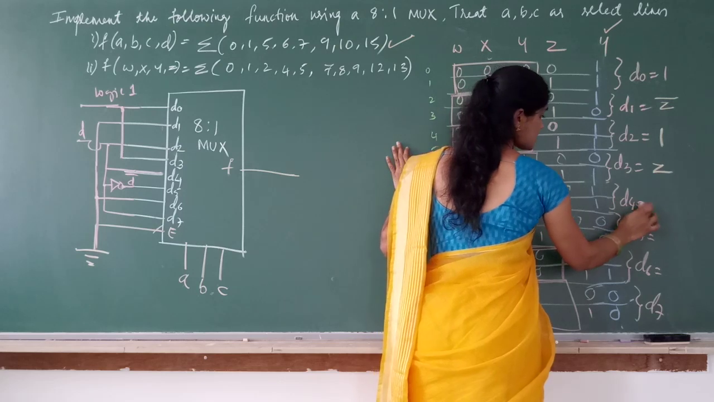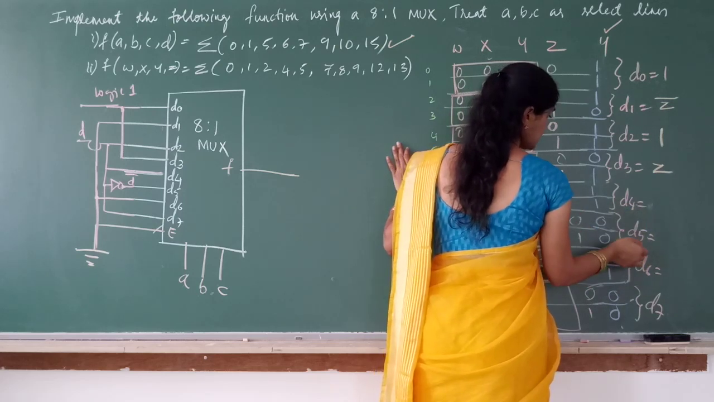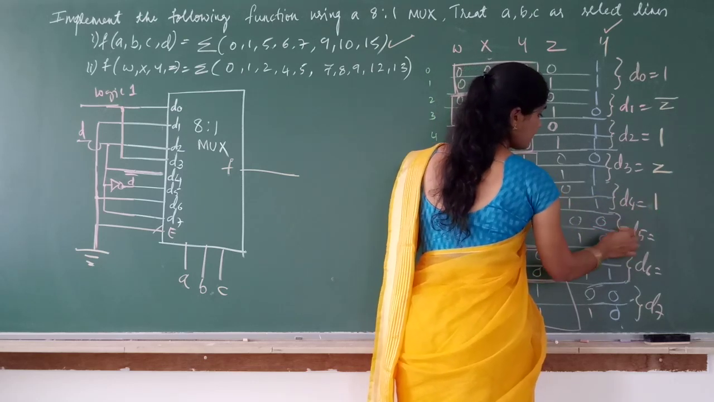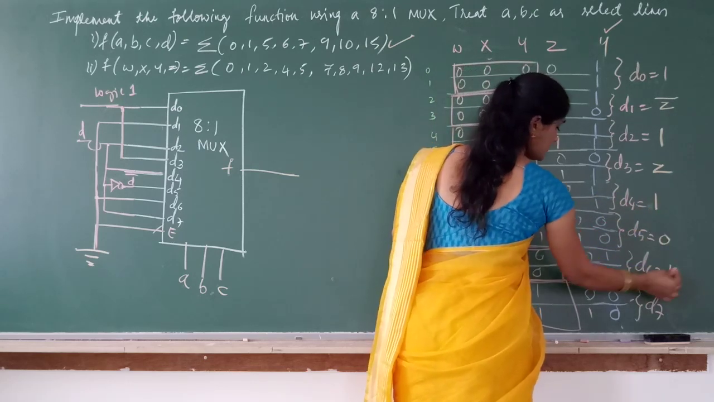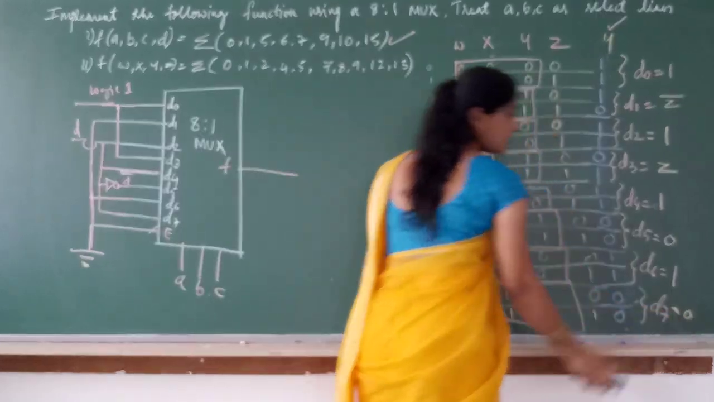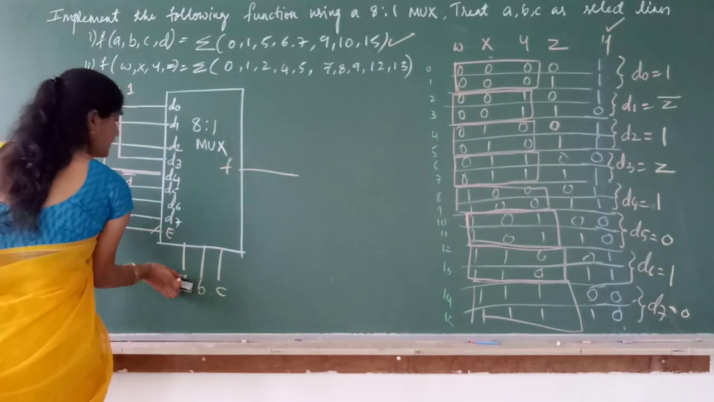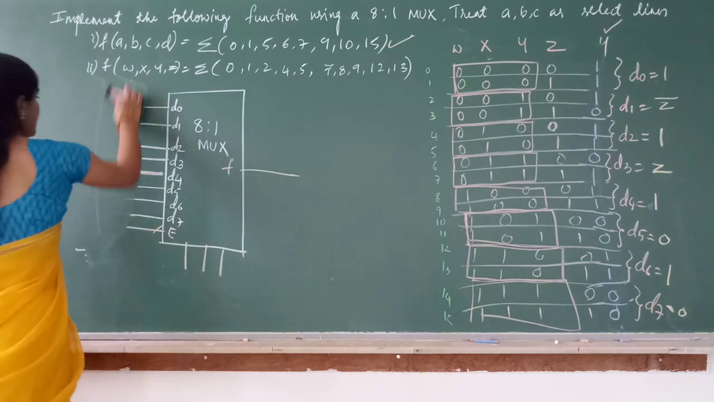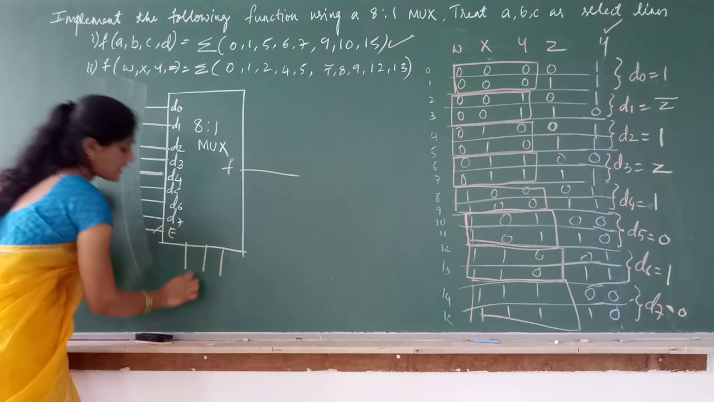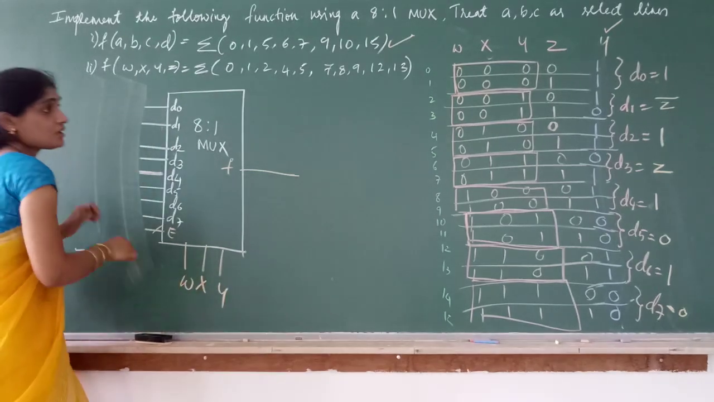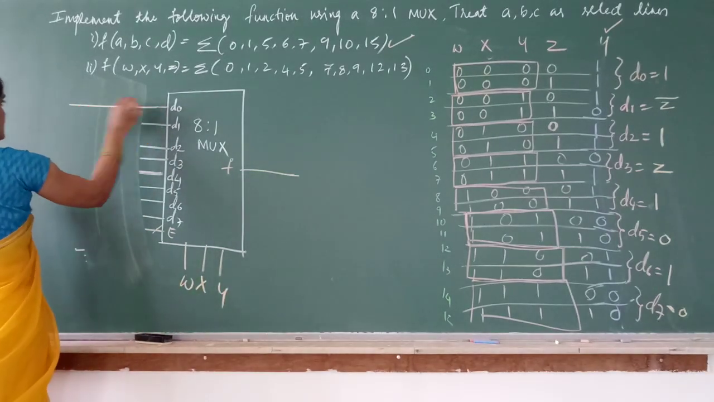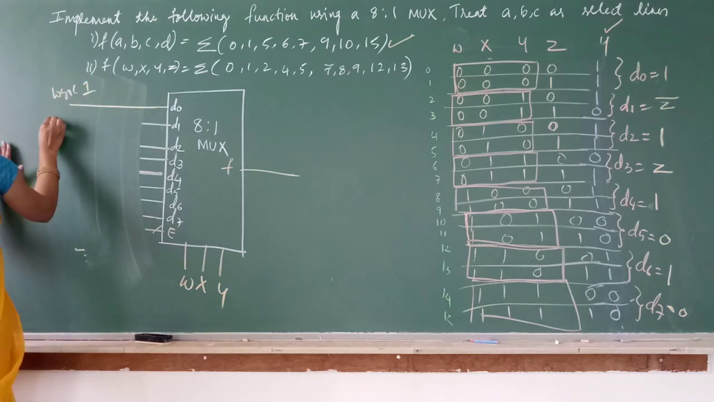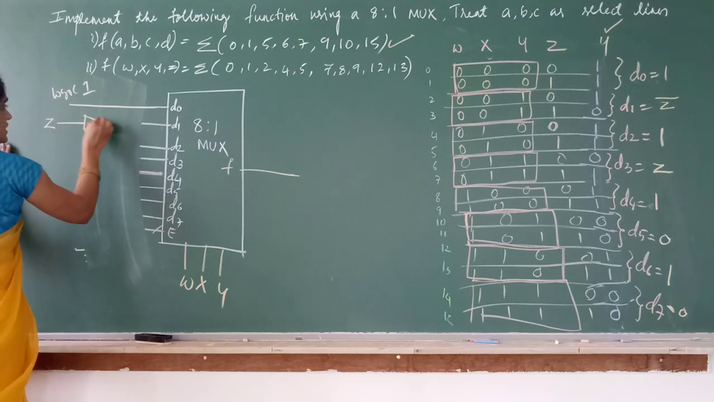D4 is 1. D5 is 0. D6 is 1, D7 is 0. Okay, correct? So now we have 8 inputs. But what are the select inputs? Select inputs are WXY. So what is D0? D0 is logic 1. D1 is what? Z bar. So if I take this as Z, D1 is Z bar.